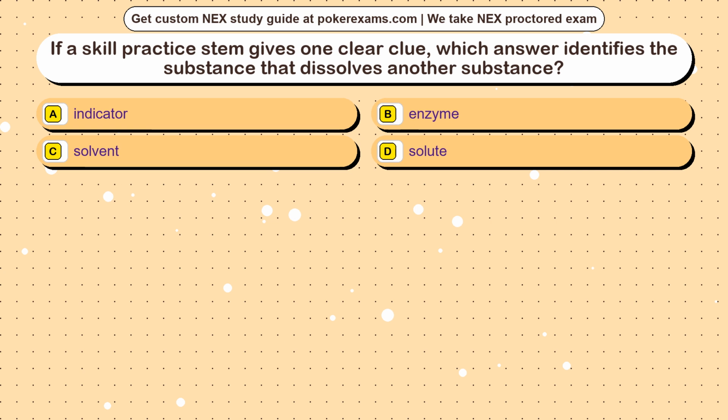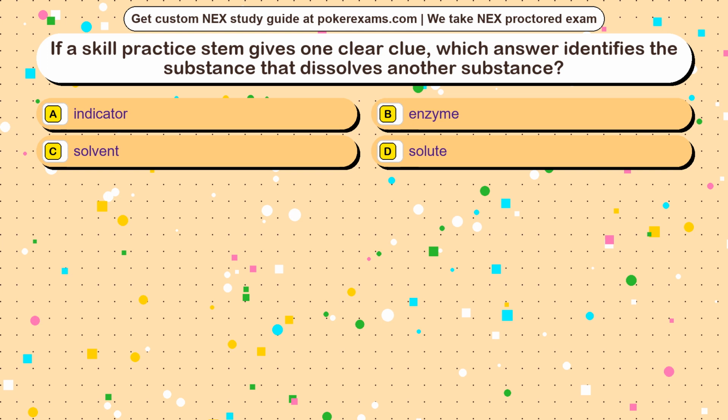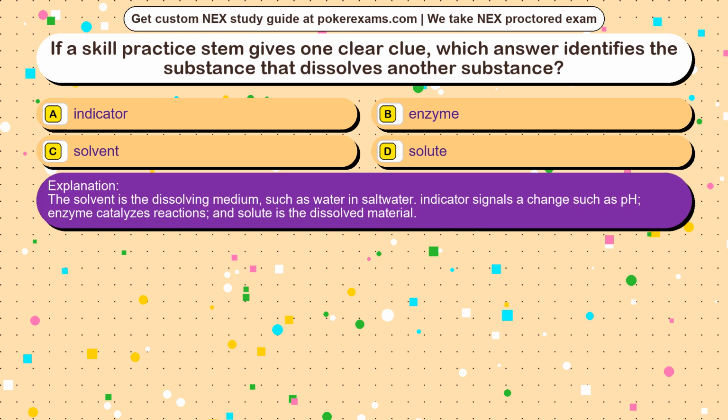Question 4. If a skill practice stem gives one clear clue, which answer identifies the substance that dissolves another substance? Option A, indicator. Option B, enzyme. Option C, solvent. Option D, solute. The correct answer is option. The solvent is the dissolving medium, such as water in salt water. Indicator signals a change such as pH, enzyme catalyzes reactions, and solute is the dissolved material.